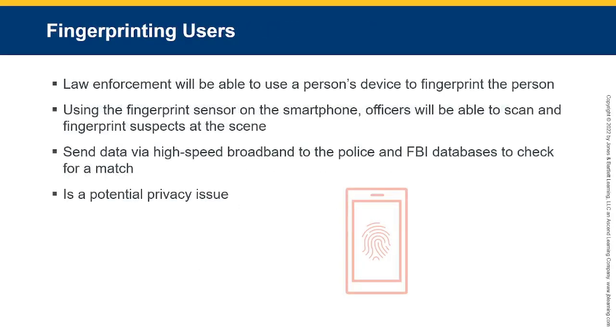Law enforcement will be able to use a person's device to fingerprint the person. Using the fingerprint sensor on a smartphone, officers will be able to scan and fingerprint a suspect at the scene, send the data via high-speed broadband to police and FBI databases, and check for a match. It is a potential privacy issue.